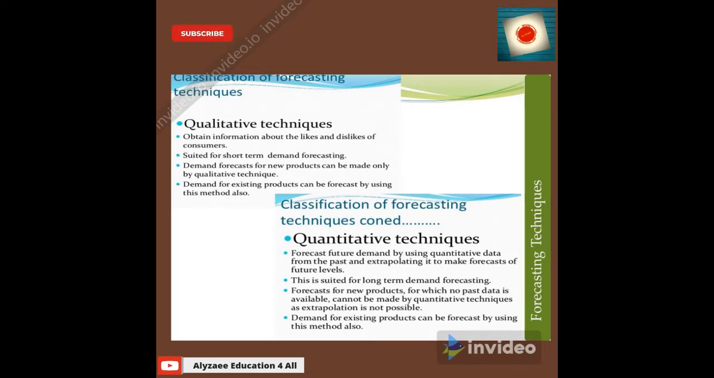In qualitative techniques, obtaining information about the likes and dislikes of consumers, suited for short-term demand forecasting. Demand forecast for new products can be made only by qualitative techniques. Demand for existing products can be forecasted by using this method. Whereas in quantitative techniques, we forecast future demand using quantitative data from the past and extrapolating it to make forecasts for future levels. So this is suited for long-term demand forecasting. Forecast for new products for which no past data is available cannot be made by quantitative techniques, as extrapolation is not possible. Demand for existing products can be forecast by using this method also.